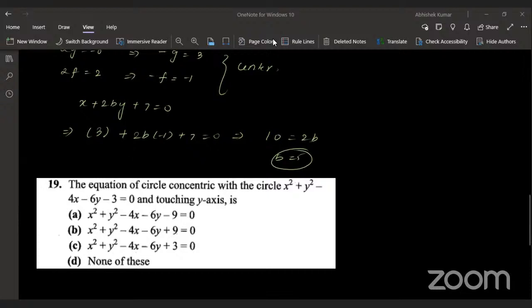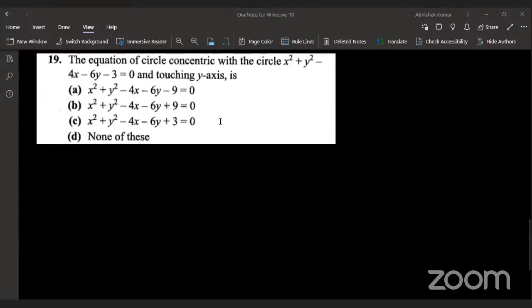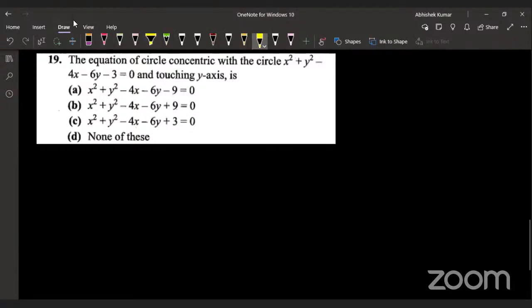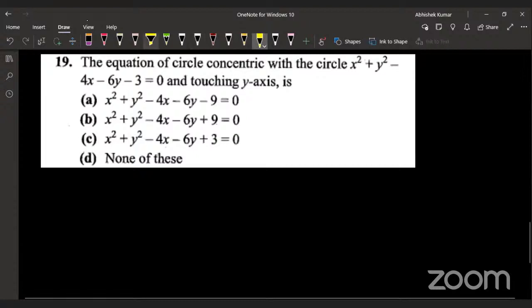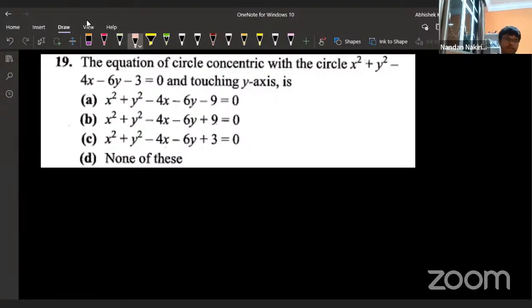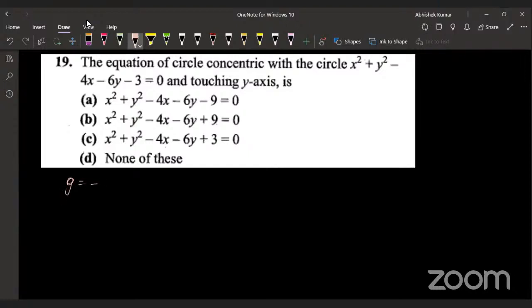All right, Shambhavi. So shall we discuss how you guys started? Let me know what was your first step. The equation of a circle concentric with this, touching the y-axis. See, what's the meaning of concentric? Anyone? Having the same center. So what's the center of the circle whose equation we are calculating? G is -2, F is -3. So the center of that circle is (2, 3), right?